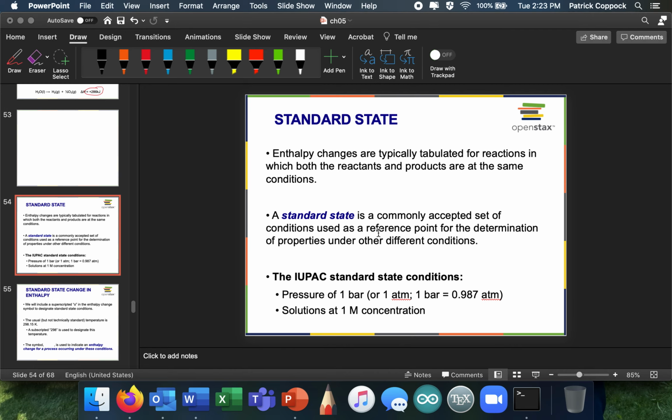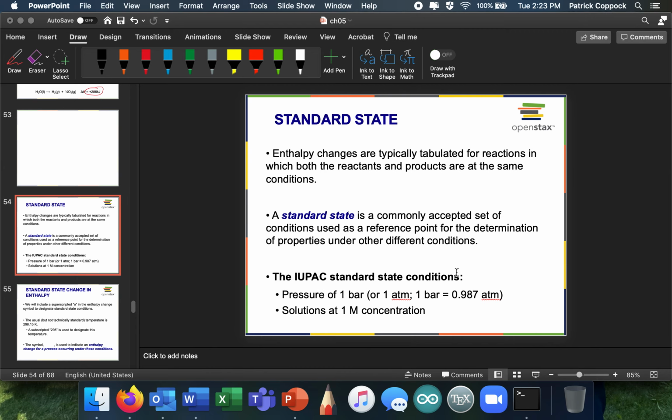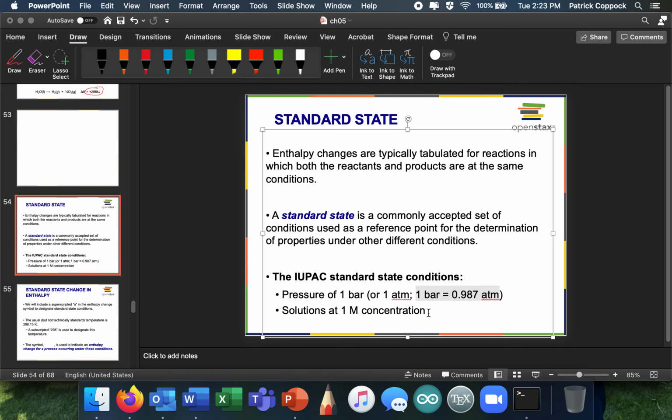A standard state is a commonly accepted set of conditions used as a reference point for the determination of properties under other different conditions, okay? So the IUPAC standard states include, if it's a gas, 1 bar, and 1 bar is about 1 atmosphere. Sometimes standard conditions are just defined as 1 atmosphere. You just have to look at the table, at the key. So for a gas, 1 atmosphere; you can see 1 bar is about 1 atmosphere anyway.